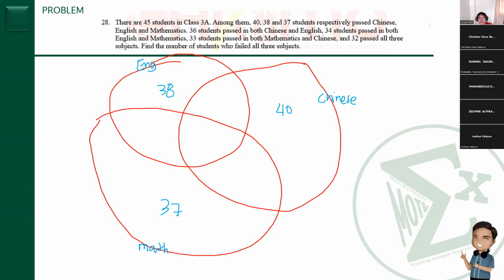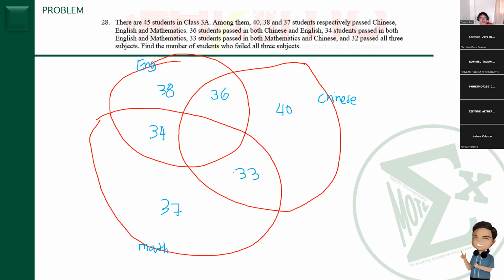Okay. Now, let's look at this one. 36 students passed both Chinese and English. So 36. Okay, and I'm taking it slow because it's a lot of numbers to process. English and math is 34. And 33 for this one.